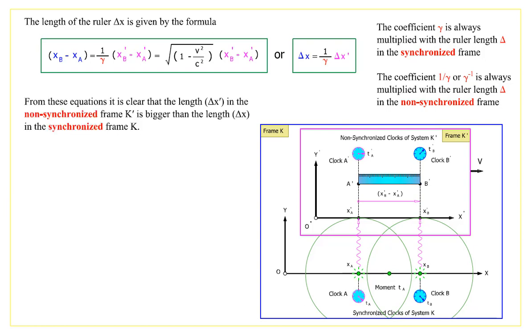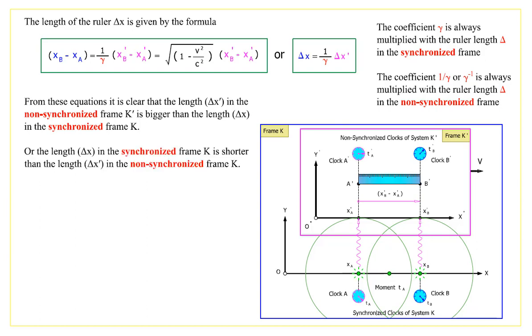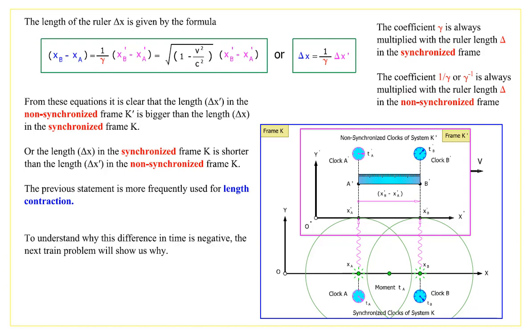From these equations it is clear that the length delta x' in the non-synchronized frame K' is bigger than the length delta x in the synchronized frame K. Or the length delta x in the synchronized frame K is shorter than the length delta x' in the non-synchronized frame K'. The latter statement is more frequently used for length contraction. To understand why this difference in time is negative, the next train problem will show us why.